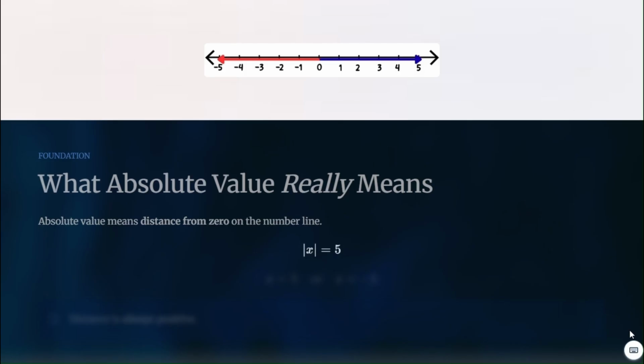For instance, if we have absolute value of x equals 5, the translation is: what numbers are 5 units from 0? So if we look at our number line, -5 is 5 units from 0, and +5 is also 5 units from 0. So in this case, x could be equal to 5 or x could be equal to -5. But distance is always positive. That's the key idea. There's no such thing as a negative distance. And this single concept unlocks every absolute value problem you'll ever face.